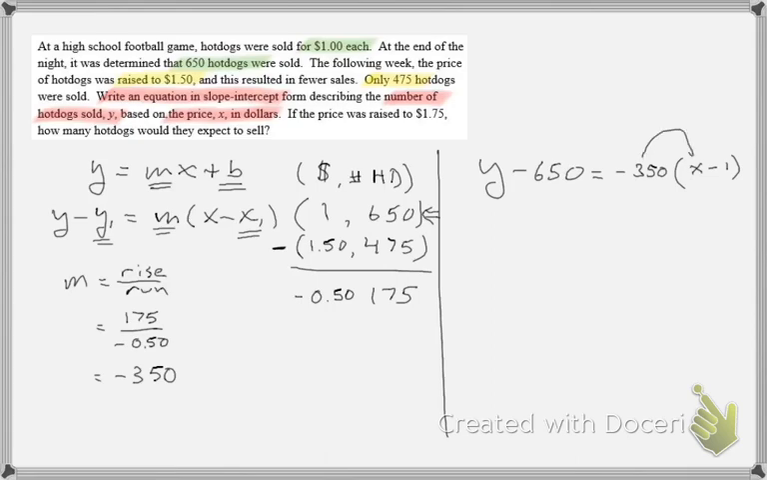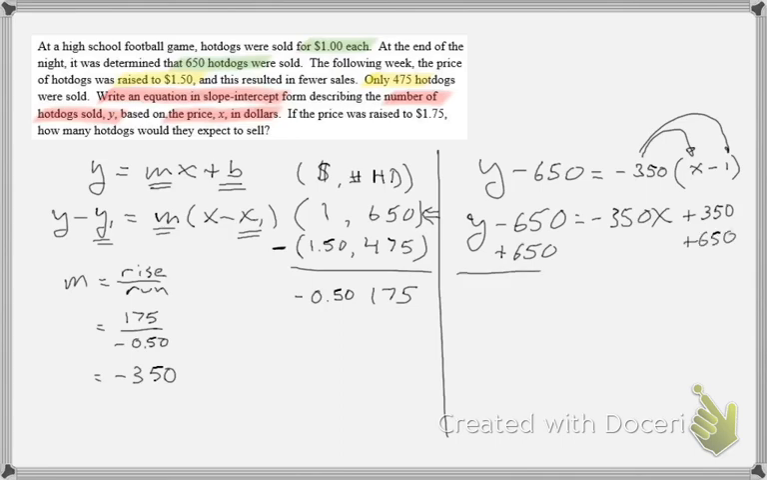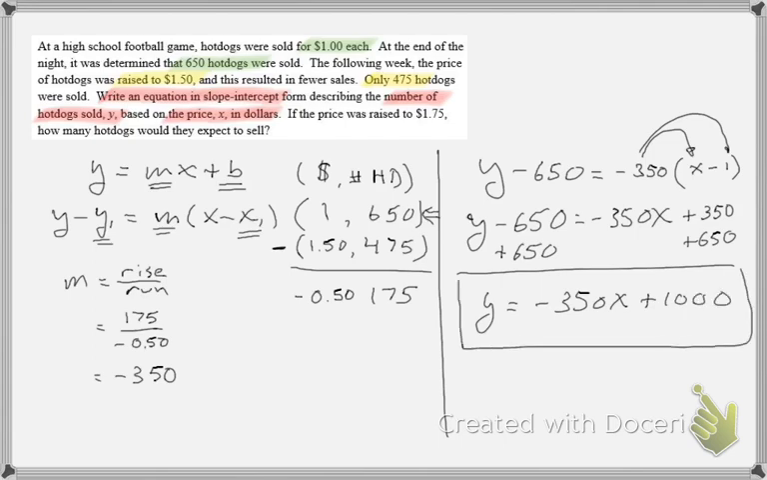To get that, I'll distribute the slope. This will give me y minus 650 is equal to negative 350 times x, which is negative 350x. Negative 350 times negative 1 is positive 350. And then I'll need to get the 650 to the right-hand side. To do that, I'll add 650 to both sides. This will give me y is equal to negative 350x, and then 350 plus 650 is 1,000. And that will be the equation of my line in slope-intercept form.